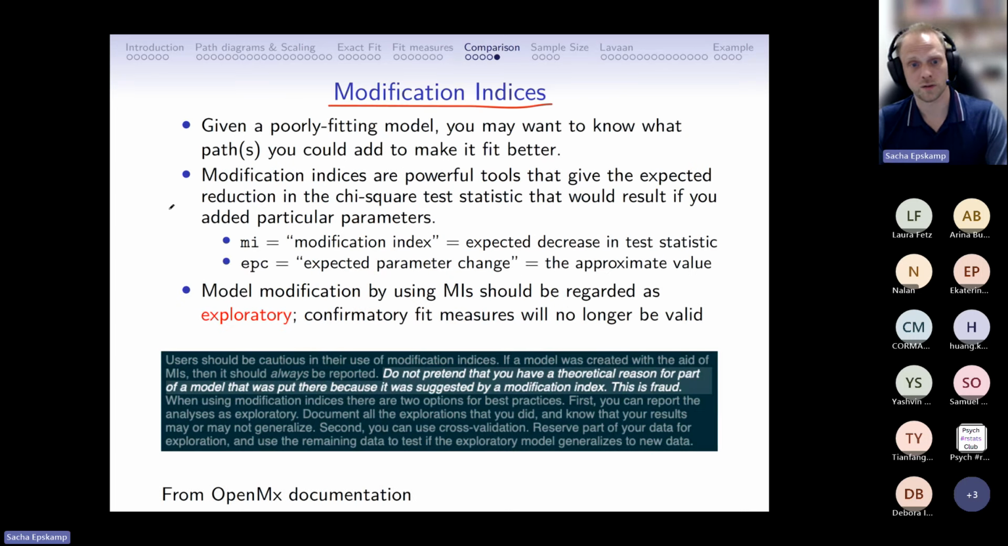So that's a really, really powerful thing. It allows us to see, okay, a model fits badly. What parameter can I include? Maybe there's a cross-loading I can include. Maybe there's a residual correlation I can include, something like that. Then I can try to adjust my model.